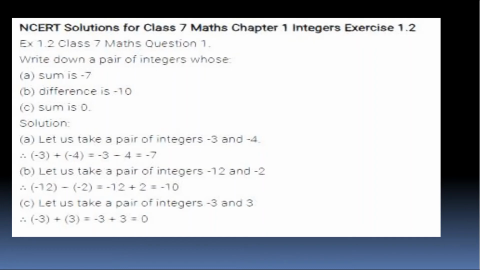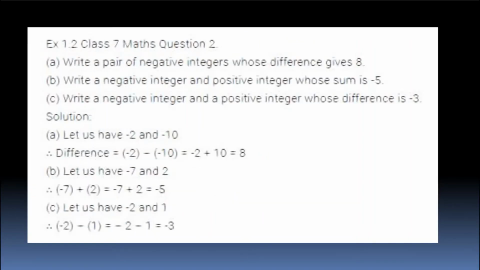We need to find a pair whose difference is -10. The difference -10 can be like -12 and -2. We can take any numbers, but here I am taking -12 and -2. -12 minus -2 will be -12 plus 2, equal to -10. Now the sum is 0. The sum can be 0 only if both integers have the same number, but one is positive and another is negative. If one is -3, then -3 plus 3 will become 0.